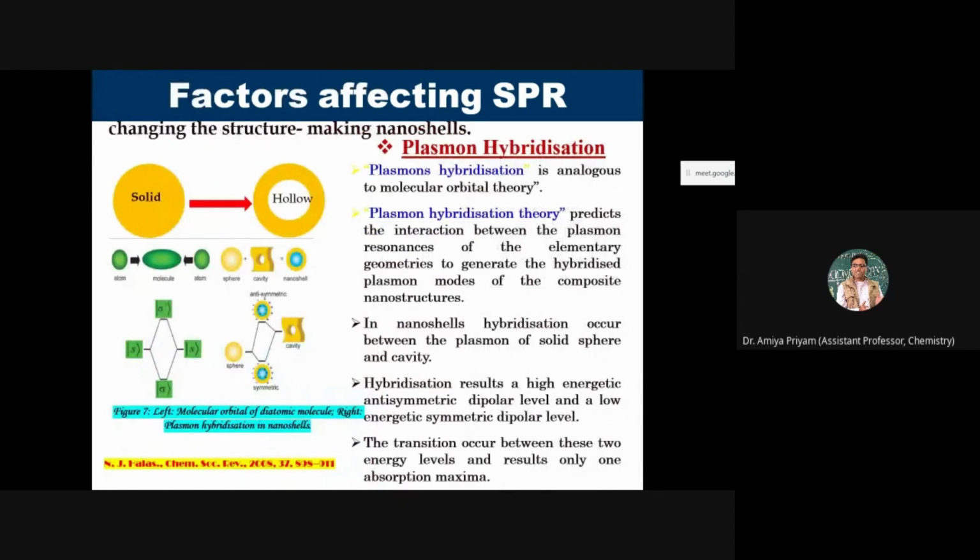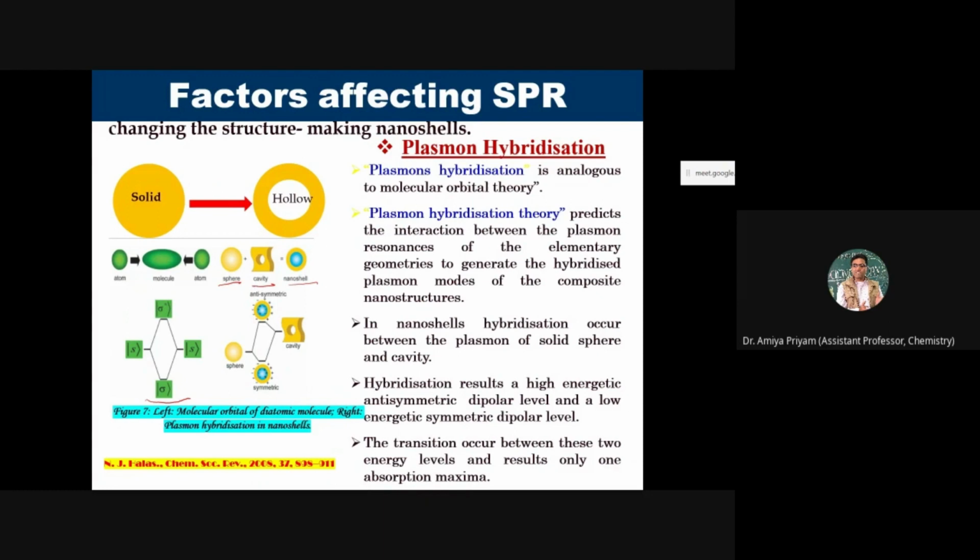The reason for this remarkable tunability in nanoshells is assigned to a theory that has been developed. It is similar to what you have learned already in molecular orbital theory. A nanoshell can be considered to be a superimposition of a sphere and a cavity. You have a sphere of particular size, and an extended network of gold in which you make a hole. That cavity you make, and then you superimpose these two structures, and you get the nanoshell.